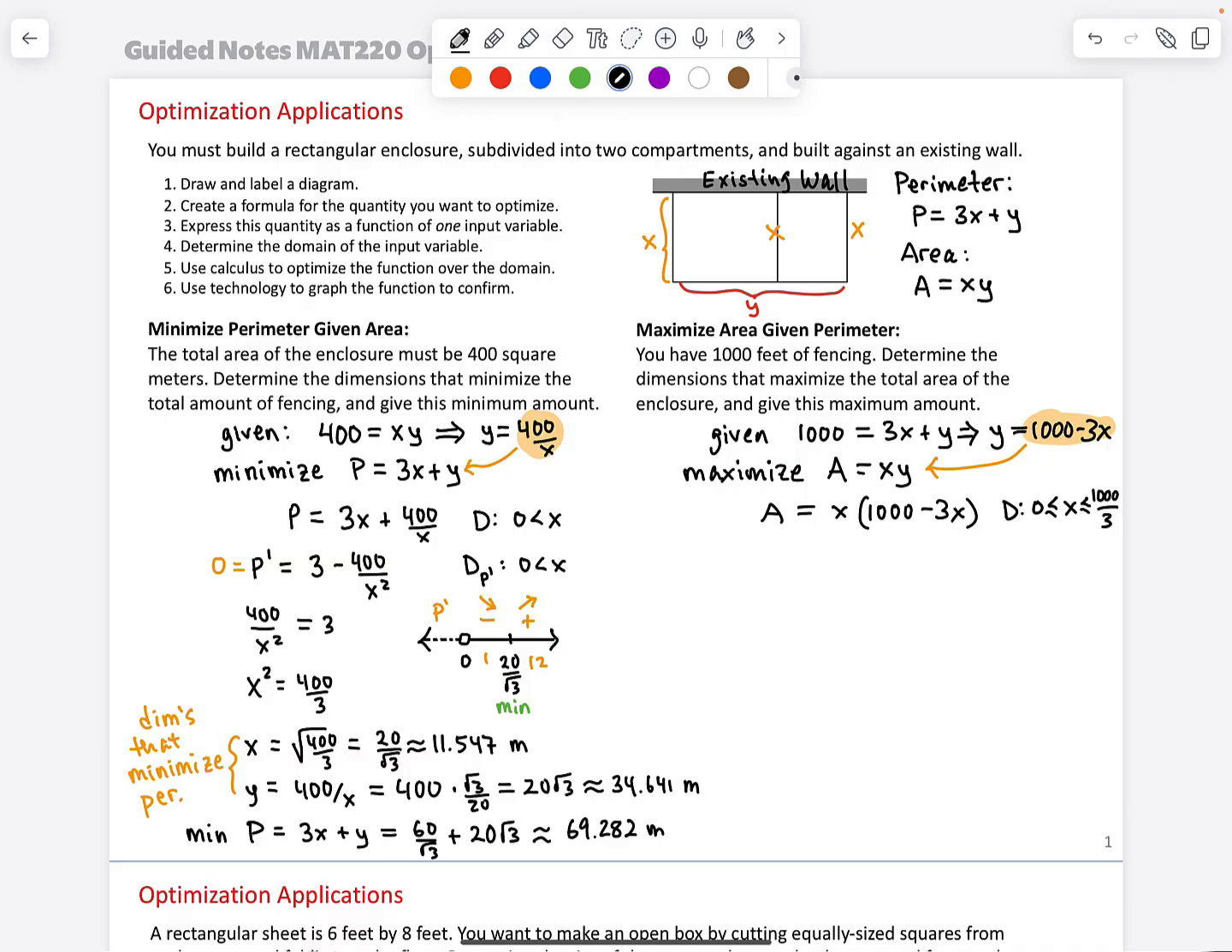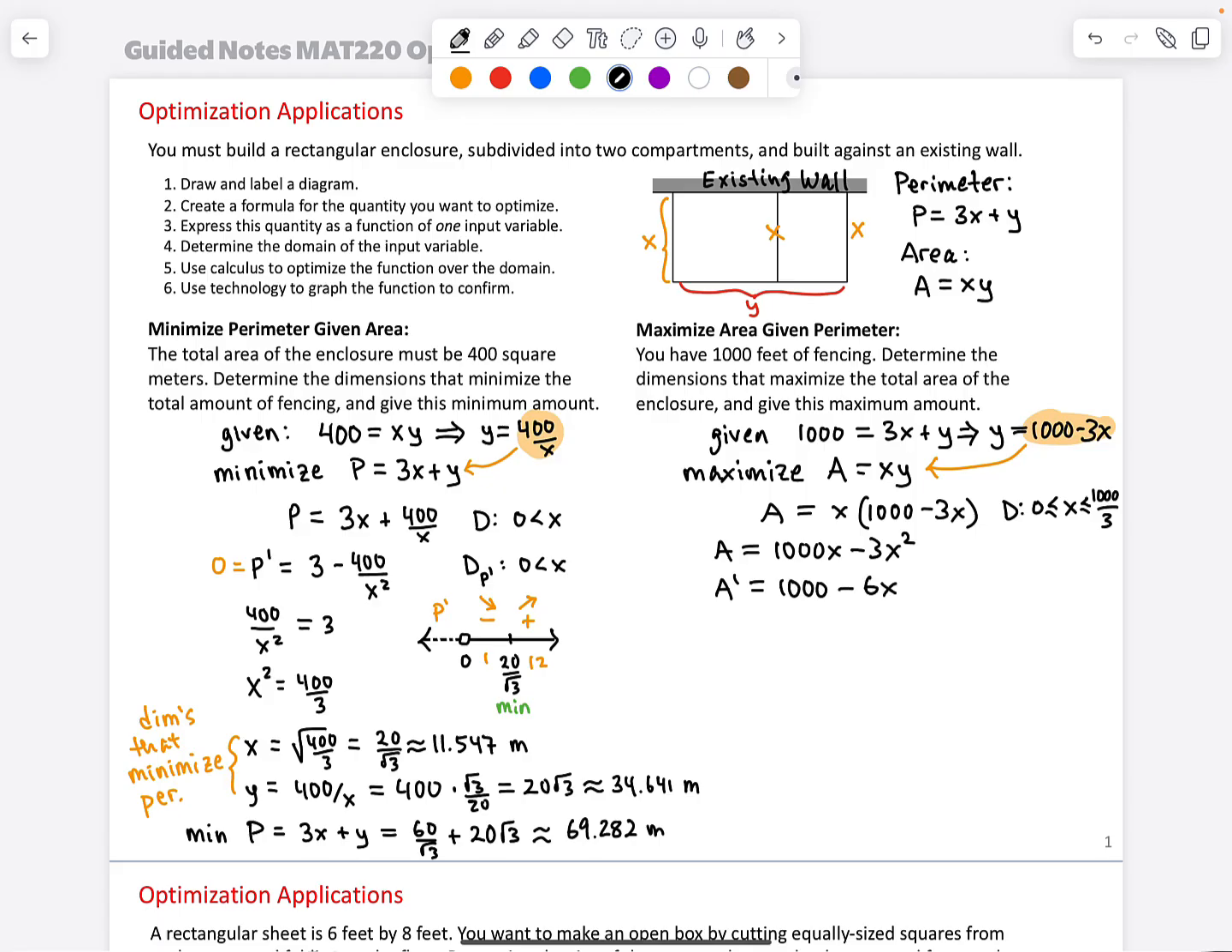Now, before I differentiate area, I'm going to distribute the x and rewrite this. So we get 1,000x minus 3x squared. Right away, I can recognize that this is a quadratic function with a negative leading coefficient, so I know the basic shape will be an upside-down parabola. So next we do the derivative of area with respect to x. So A prime will be 1,000 minus 6x.